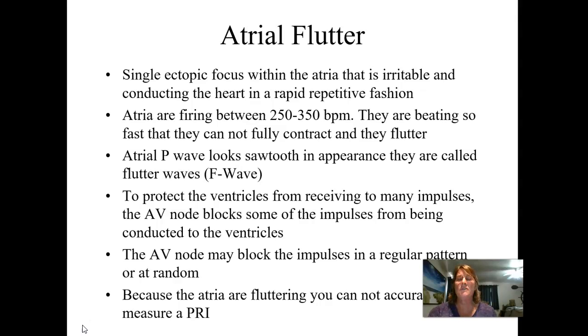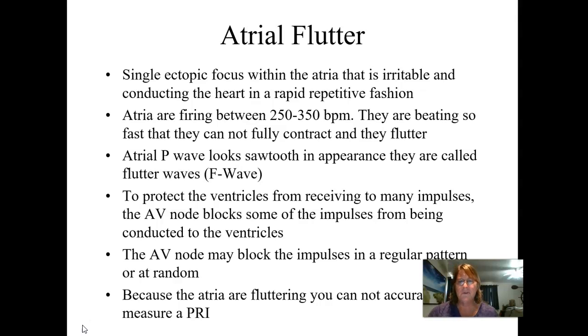The atria will start firing so fast that they are firing between 250 to 350 beats per minute. They're beating so fast that they cannot fully contract. They flutter. So our atria, normally when the sinus node fires and it depolarizes the atria, giving us that nice rounded normal sinus P wave, now our P wave, since it's coming from this atrial pathway very quickly, is going to have a sawtooth appearance. They're called F waves or flutter waves.